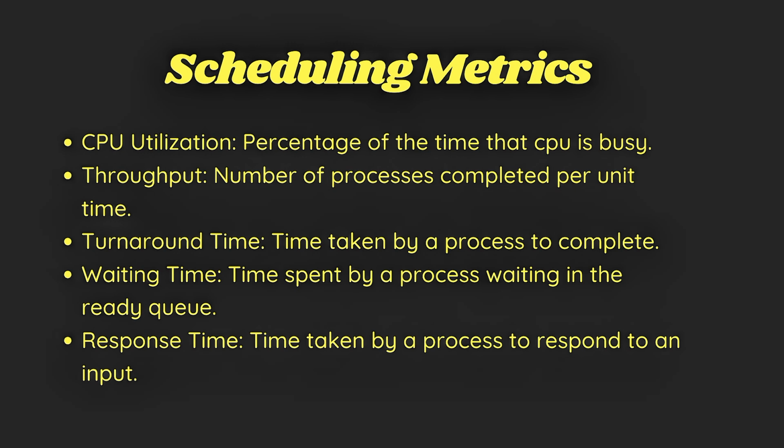Next is waiting time. Waiting time is the time spent by a process waiting in the ready queue. This is how long a process spends waiting in the ready queue before it gets to the CPU. Last one is response time. Response time is the time taken by a process to respond to an input. This is how quickly a process starts responding after it's requested, especially important in interactive systems.